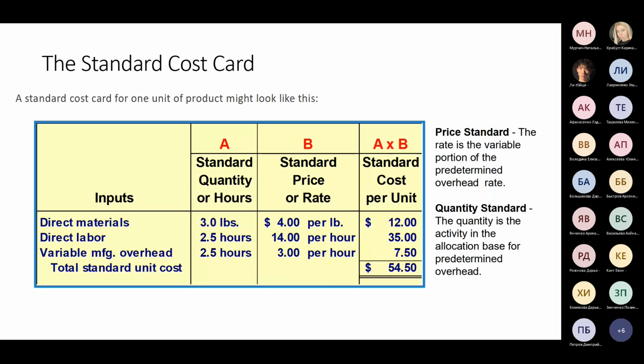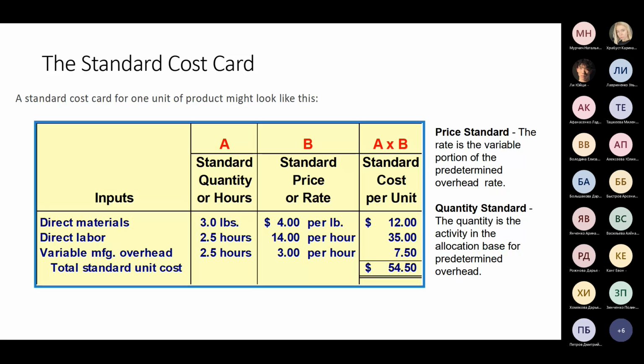So here you can see the example of the standard cost card. The cost card is the document that helps us to evaluate the standard cost per unit. So we can see these two basic indicators that help us to produce the standard cost per unit.